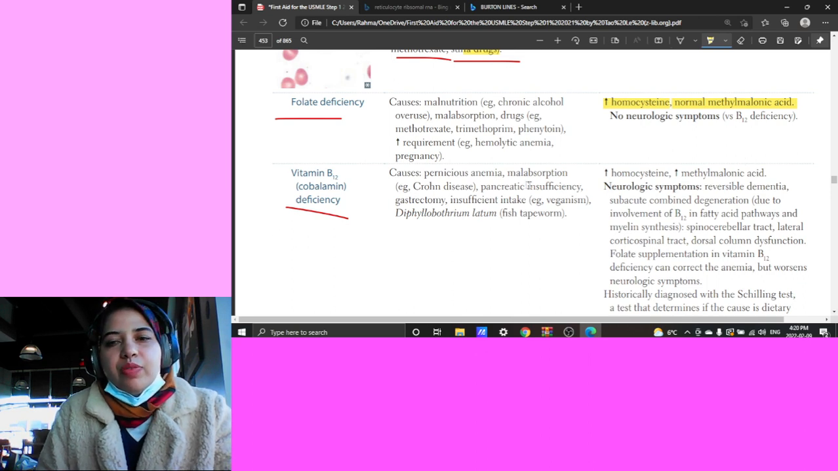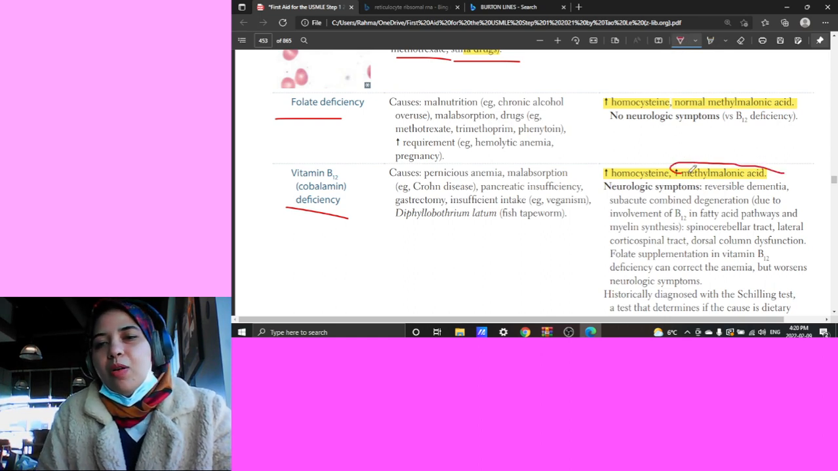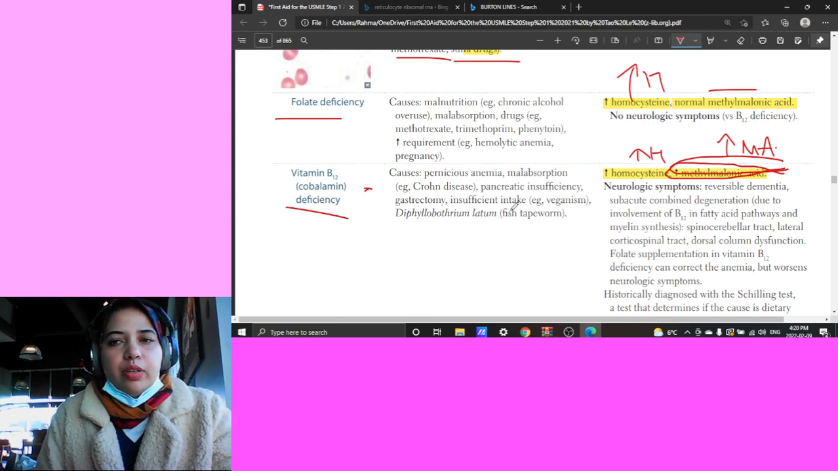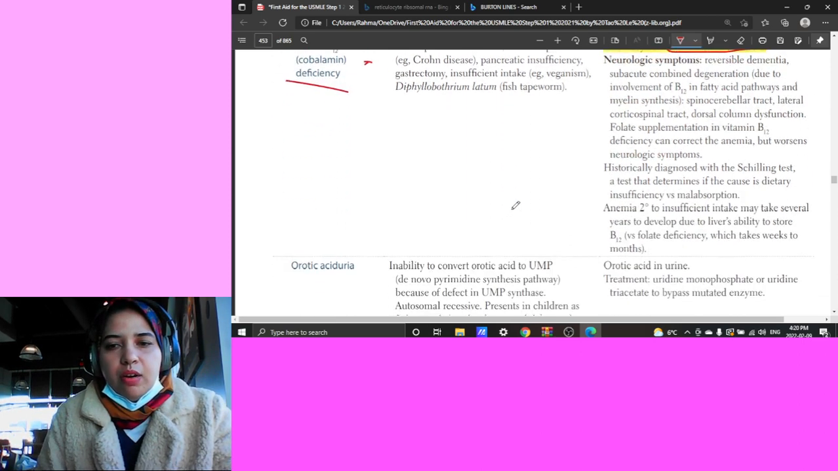In vitamin B12 deficiency, you're going to have increased homocysteine and increased methylmalonic acid. That is the most important thing to know. In this whole video, all you need to know is that increased methylmalonic acid is seen in vitamin B12 deficiency. In folate deficiency, you have increased homocysteine but normal methylmalonic acid, whereas here you're going to have increased homocysteine and increased methylmalonic acid. That is the key word to know. We can discuss that right now.